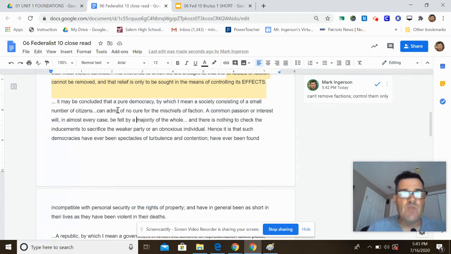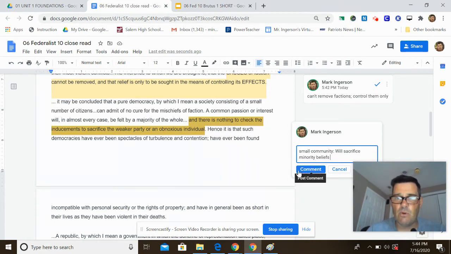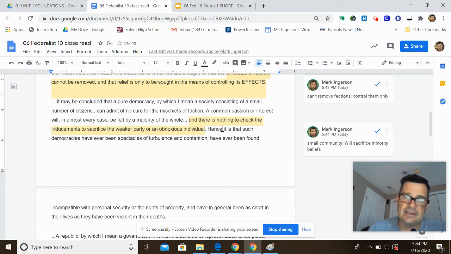That's what he's saying. And there is nothing to check the inducements to sacrifice the weaker party or an obnoxious individual. So, a small community will sacrifice, hurt the weaker or small, minority beliefs. You're much more likely in a small community to like ostracize, make fun of, abuse the people who don't believe the same as the majority.